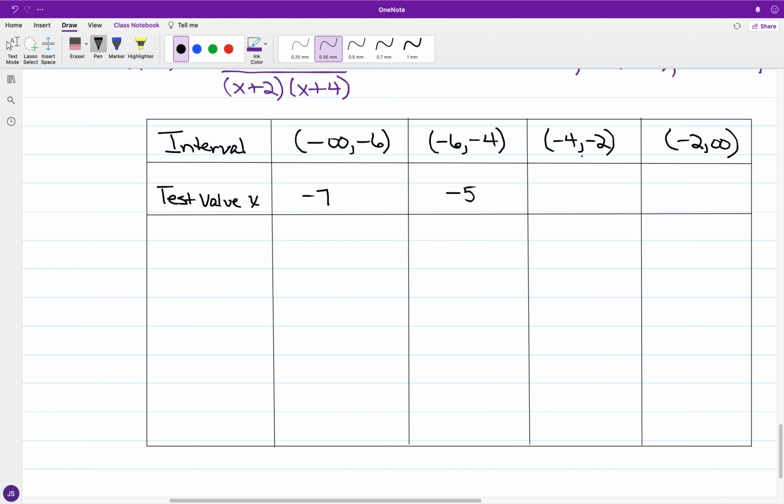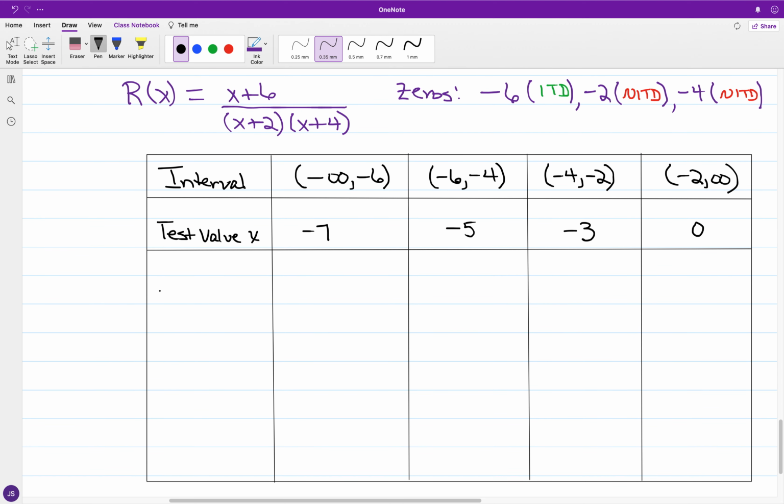Likewise, -4 and -2 cannot be involved, so it has to be something greater than -4 and less than -2. Once again, we have only one integer that can be selected, and that is -3. And then anything greater than -2, we can go with 0. And again, with the established r of x is equal to x plus 6 all over x plus 2 times x plus 4.